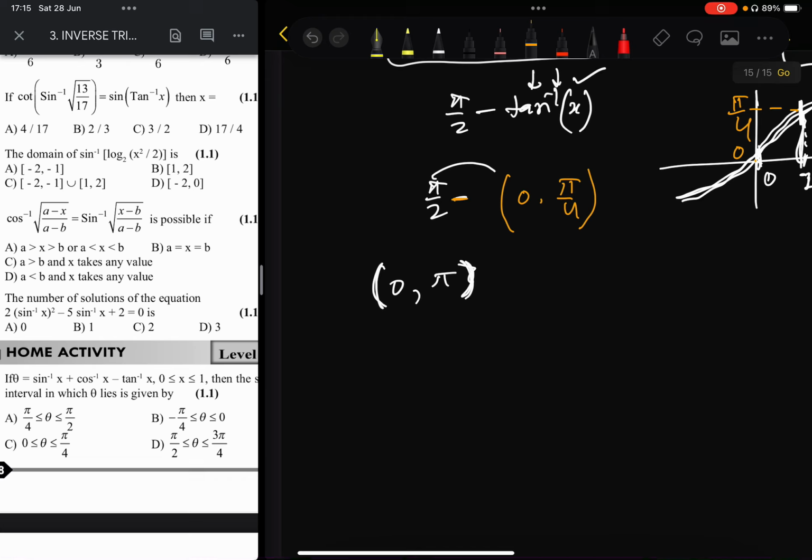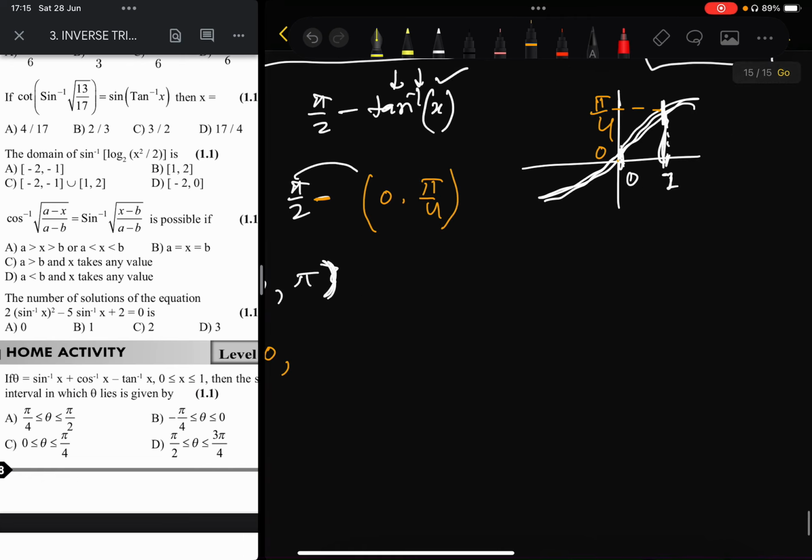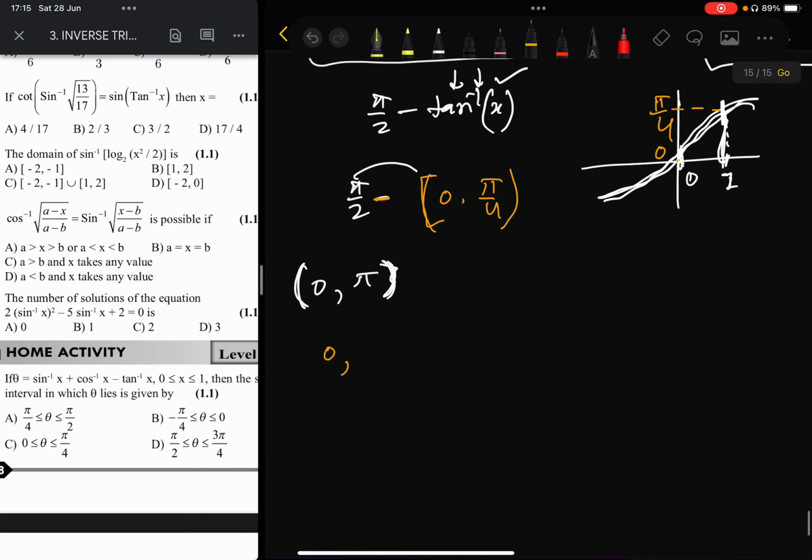So if we are subtracting from pi by 2, that is 0 to pi by 2. So we will get 0. Also 0 is included, pi by 2 is also included here, right? This thing you also need to take care of. So 0 is included, and pi by 2 minus pi by 4, that is also pi by 4. This is the answer. So which option is correct? Yes, C option is correct, 0 to pi by 2.